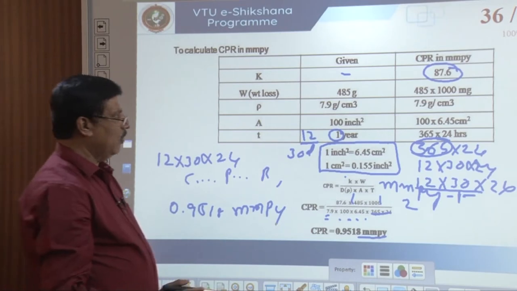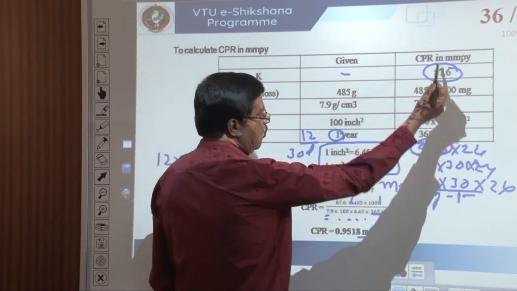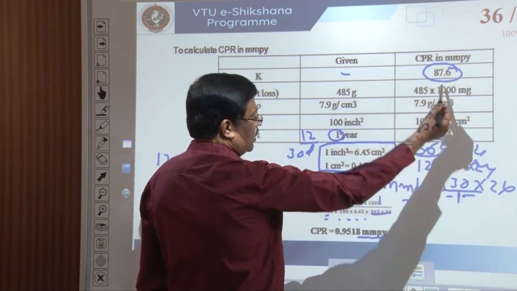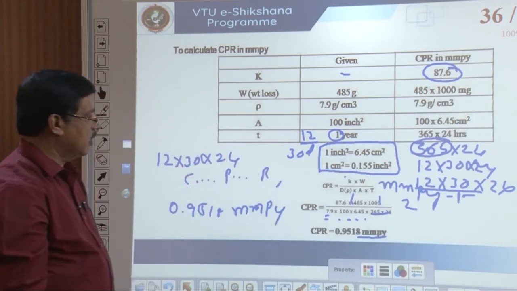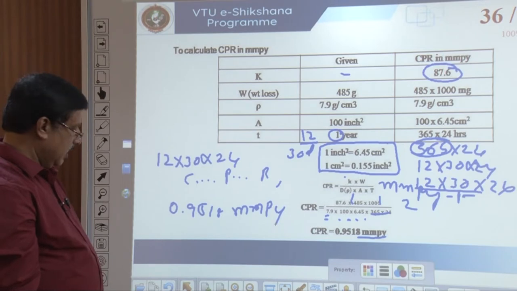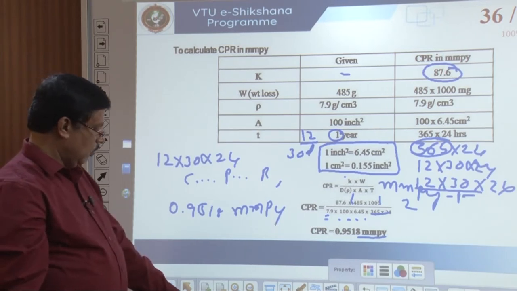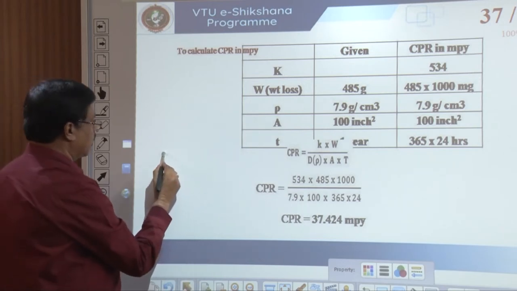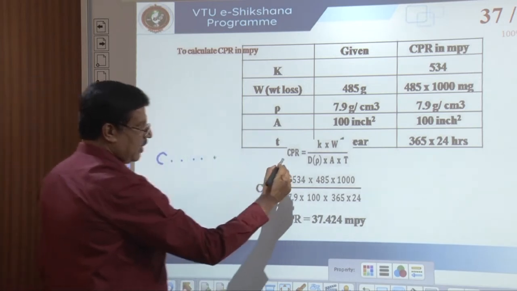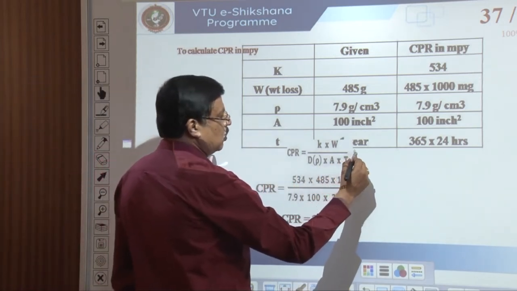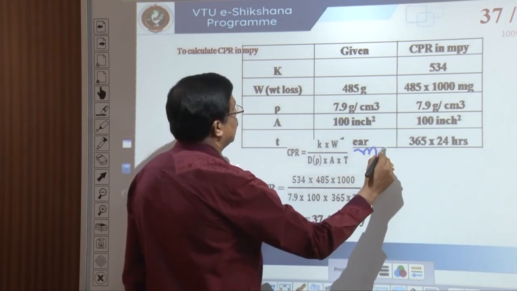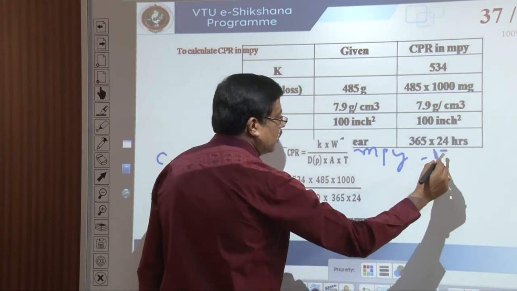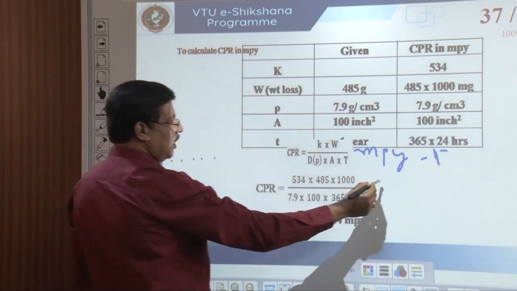So you have to be careful while converting which one you are going to take. You take centimeters cube, and the corrosion constant K value also correct properly, 87.6. Now you have to calculate mils per year. Again I told you corrosion penetration rate, CPR, CR is equal to, you have to write MPY, that means you will get 1 mark. Okay, then substitution you will get 2 marks.